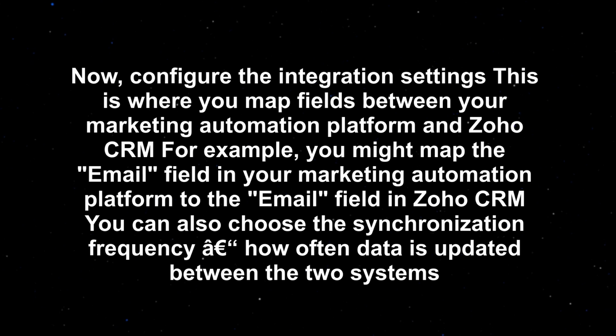Now, configure the integration settings. This is where you map fields between your marketing automation platform and Zoho CRM. For example, you might map the email field in your marketing automation platform to the email field in Zoho CRM. You can also choose the synchronization frequency, how often data is updated between the two systems.